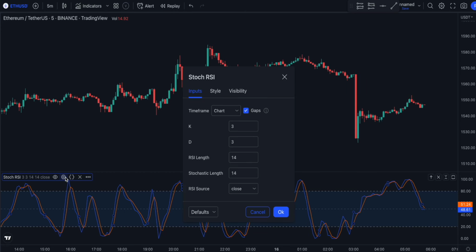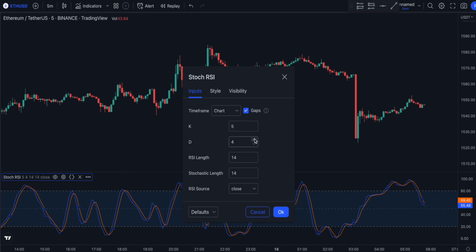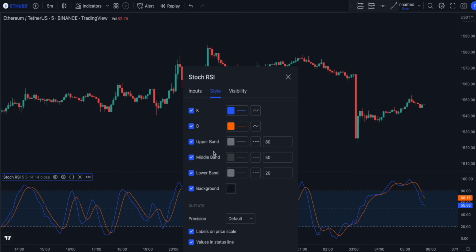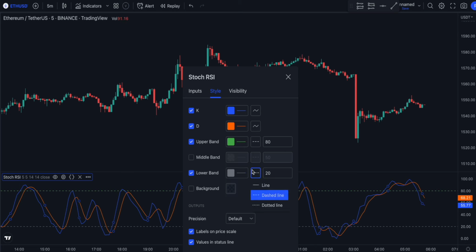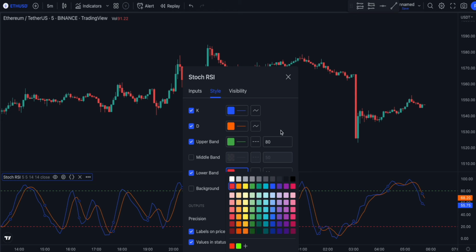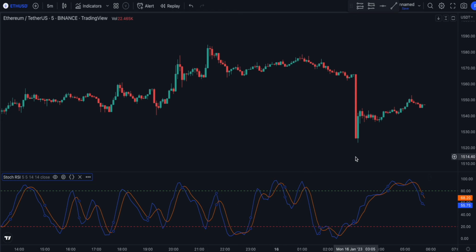Before we start using it, we need to tweak its settings. First, change the K and D lengths to 5. Then head over to Style and make some minor adjustments here. Once you've finished with the settings, the indicator should look like this.